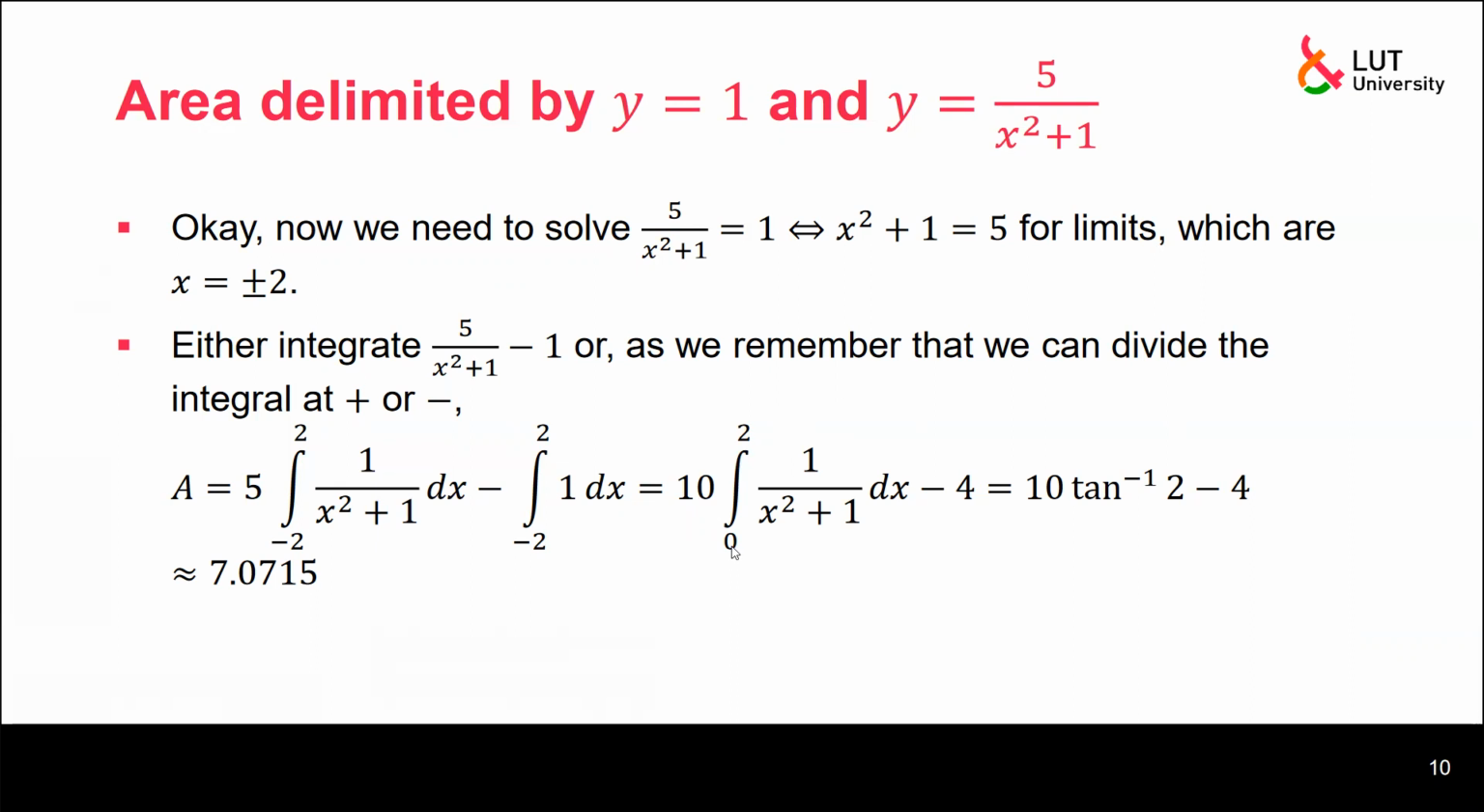Arcus tangent 0 is 0, so what we get is 10 times arcus tangent 2 minus 4, which is roughly 7.07. But in most cases, this accurate answer is already okay without the decimal approximation. So I really like the decimal approximations because if you have this formatted in a different way, it's a really quick way to check if it was roughly on the same ballpark.